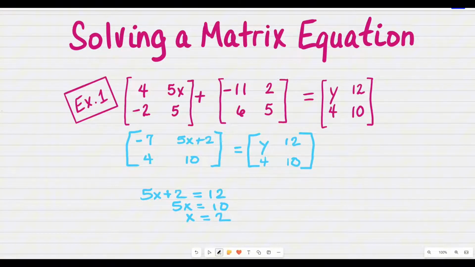And then I do the same thing for my y. I see that y is the first row, first column. And then negative 7 is the first row, first column. So it is simply negative 7 is equal to y. But if I use my symmetric property of equality, I can go ahead and swap that around. So the solution is x equals 2, y equals negative 7.